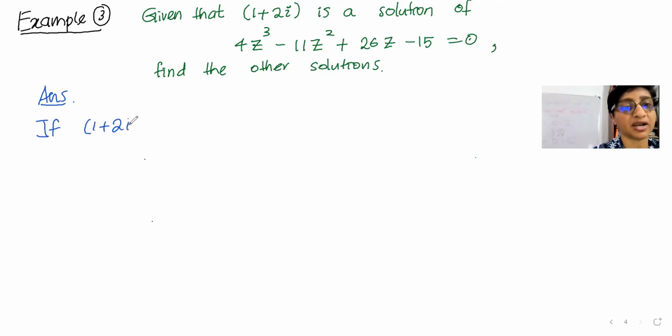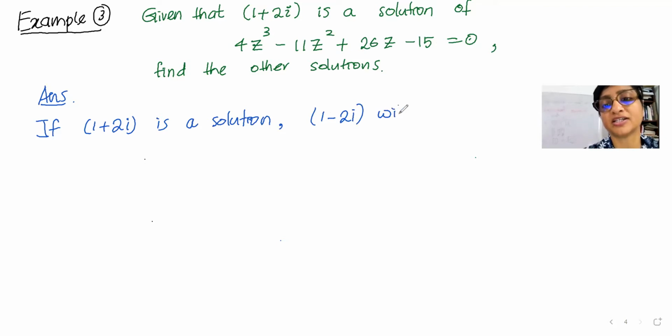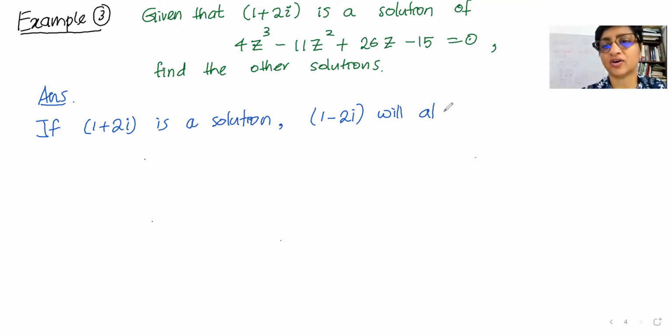If 1 plus 2i is a solution, did you check whether the coefficients of this polynomial equation are real? They are all real: 4, minus 11, plus 26, minus 15. That theorem applies if the coefficients are real. If 1 plus 2i is a solution, 1 minus 2i will also be a solution. So we now have 2 solutions. We only have to find one more, because it's a cubic equation.